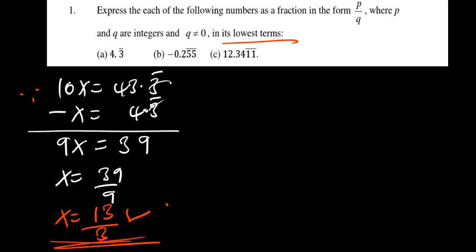Now let us go ahead and also look at part B. Part B says we have negative 0.255, with a bar on top. One thing I want you to understand is that the first thing that we're going to do is shift the point. Like here, I said it's just the point, then there is a bar, so we don't have to do anything.